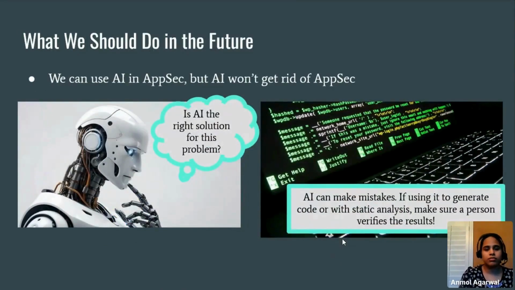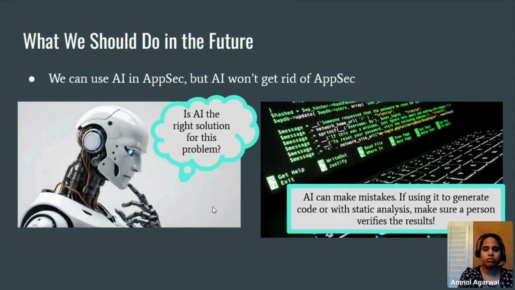So I think ultimately, in the future, we should use AI in AppSec, but AI should not get rid of AppSec. So think of AI as a useful assistant like Siri, but it's not something that should replace your own analytical reasoning or your own critical thinking. So I think in the future, we need to make AI understandable for everyone, but we also need to make sure that we don't just completely rely on AI.